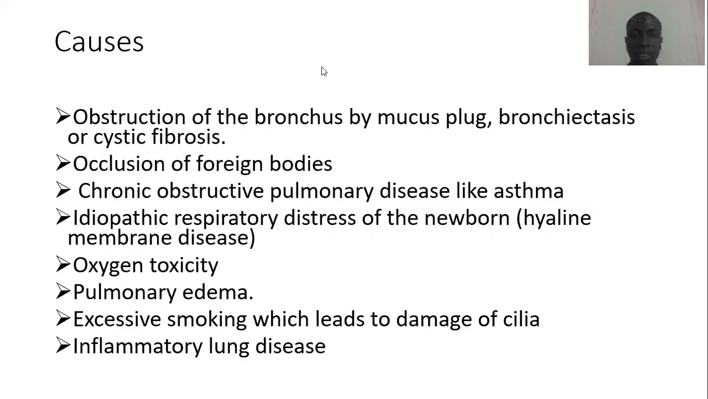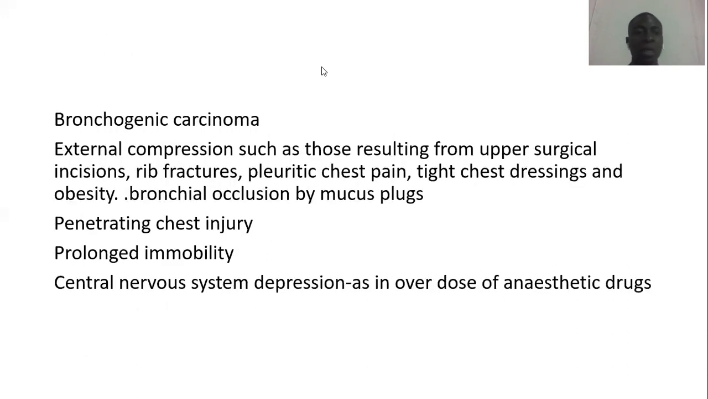Causes of atelectasis: obstruction of the bronchi by mucus plug, bronchiectasis, cystic fibrosis, occlusion by foreign body, and chronic obstructive pulmonary disease like chronic asthma. There's also idiopathic respiratory distress of the newborn. Also oxygen toxicity, from too much exposure to oxygen, pulmonary edema, and excessive smoking, which may lead to damage of the cilia. There's inflammatory lung disease and also bronchogenic carcinoma, so cancer of the bronchi can also cause atelectasis.